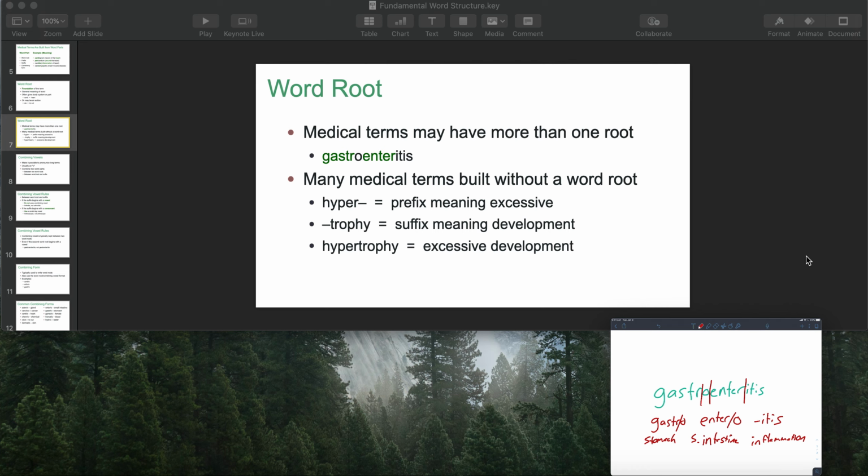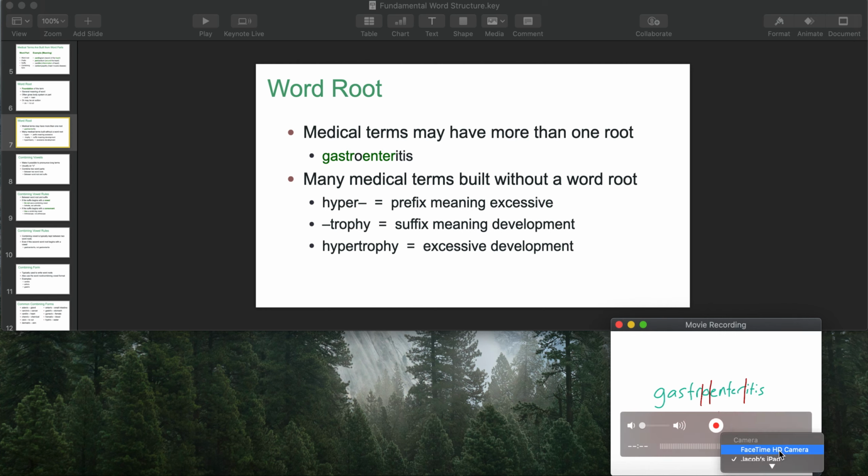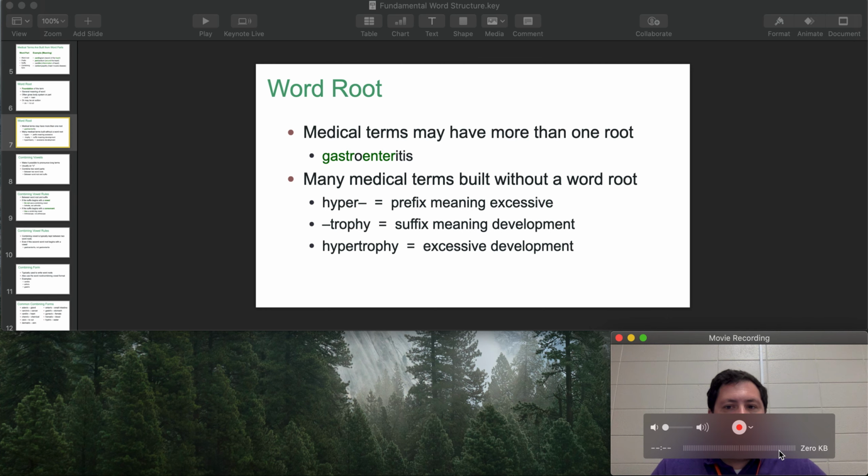But you can see, just like we were talking about, that it has more than one word root, and that is okay. You can definitely do that. Let me switch back to my face.